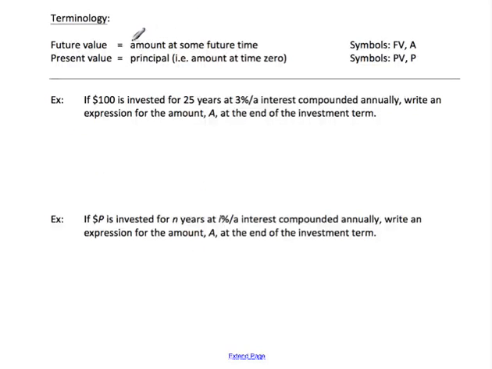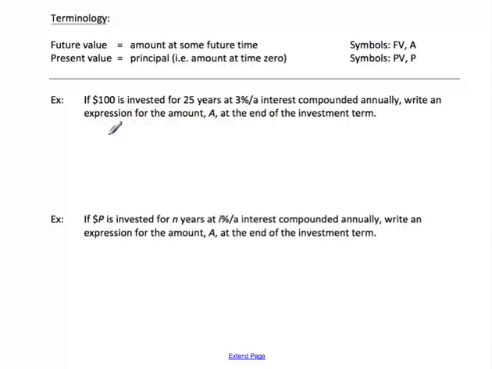A bit more terminology now. Future value refers to the amount in an account at some future time, and future value is abbreviated FV. We often use the word amount to mean the same thing, and so we'll abbreviate that with A. Whereas present value means the amount at time 0, now, or the principal. So that'll be abbreviated PV for present value, or you'll see it abbreviated as P for principal.